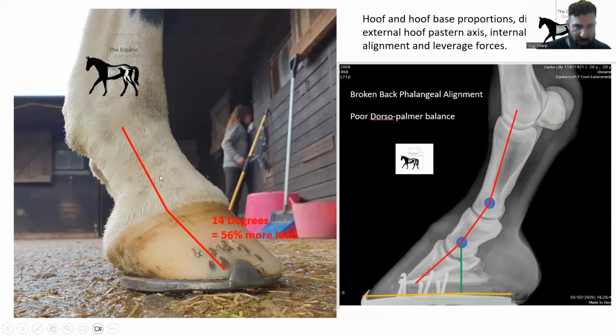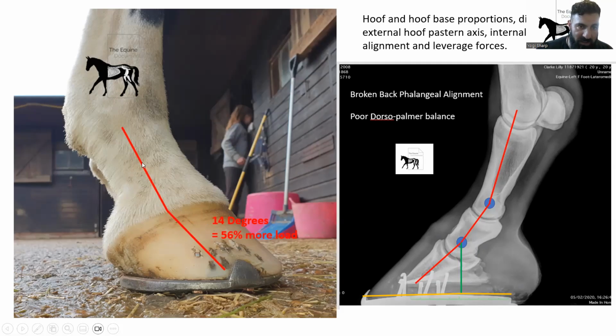Hoof pastern axis is external, phalangeal alignment is internal. With phalangeal alignment, we have 3 points of reference: the proximal phalanx, middle phalanx, and distal phalanx. With the external hoof pastern axis, we only have 2 reference points, the angle of the pastern and the angle of the hoof. The angle of the hoof is obviously parallel with the dorsal wall, but as farriers, we tend to move it back into the middle to create this line in the middle of the pastern and hoof.